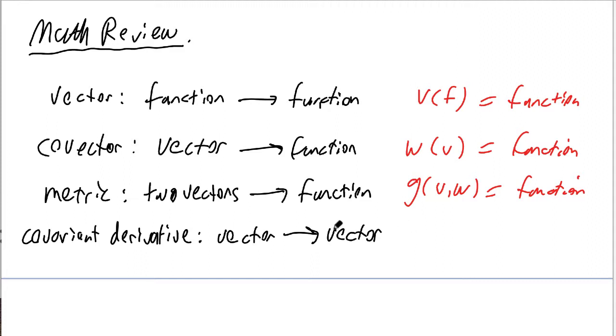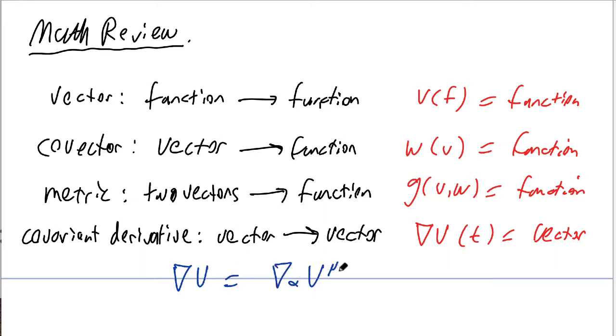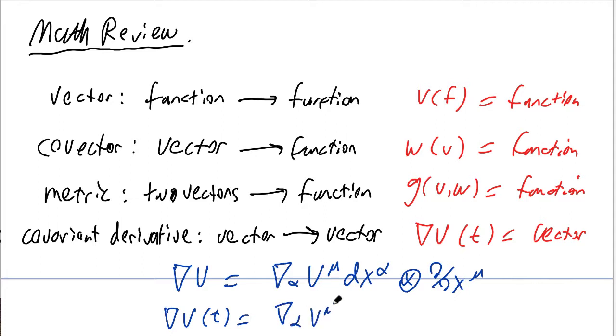Now, I never actually introduced an abstract notation for this. Sometimes people would just call it del V. So del V acting on a vector, say t, gives us a vector. In terms of a coordinate basis, what I mean by del V is just del alpha V mu dx alpha outer product with d by dx mu. All right, so when del V acts on a vector like t, that's del alpha v mu d by dx alpha, and we insert this vector into this slot, and then the outer product symbol is no longer really needed since this is just a function.